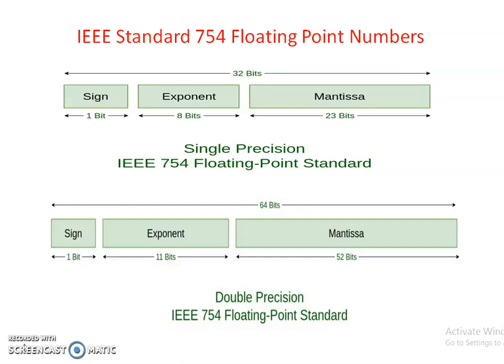Now first we discuss what is the single precision IEEE 754 floating point standard. In that there are three parts: 23-bit mantissa, 8-bit exponent and 1-bit sign. It is divided into three parts. So this representation of a number is called single precision representation.